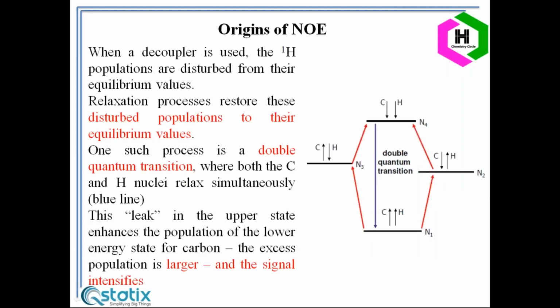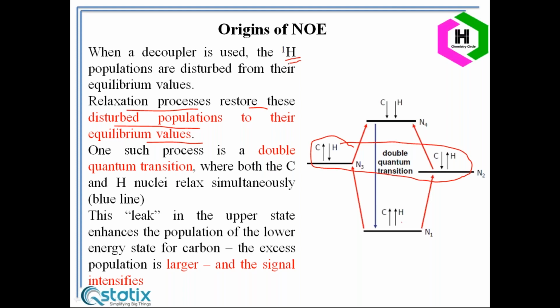So still you can see there, when a decoupler is used, what will happen? All these proton populations are disturbed from their equilibrium values. That means from here to somewhere here it will be disturbed, and the relaxation process restores these disturbed populations to their equilibrium values. Here you are going to get the equilibrium transitions.